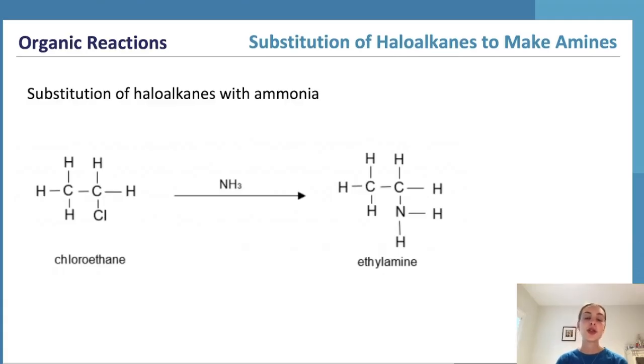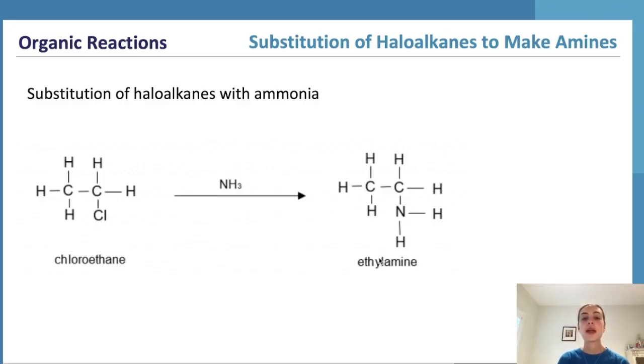We also have a substitution of haloalkanes with ammonia in order to make amines. For example, if we take chloroethane and combine this with ammonia, NH3, we can replace the chloro group with the amine group, the NH2 from the NH3, leaving us with ethylamine. We'd have a leftover hydrogen from the NH3 because we've only put NH2 into the molecule, and we'd have the leftover chlorine from the original chloroethane molecule.